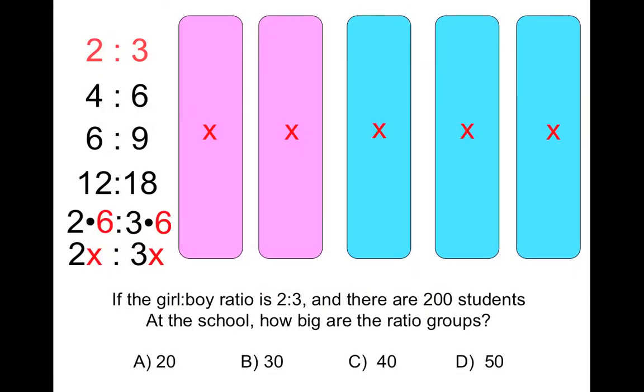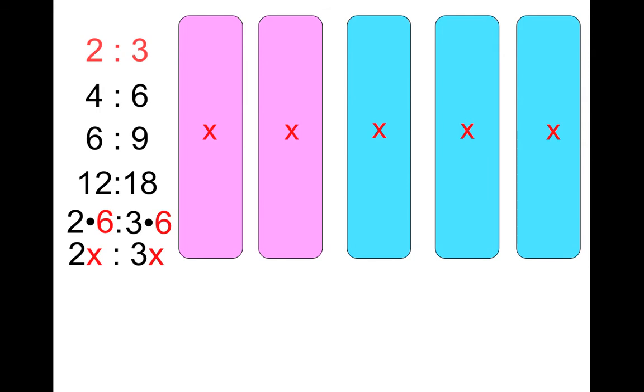So let's see if you can figure this out. If the female to male ratio is 2 to 3, and there are 200 students at the school, how big is each group? There would be 40 students in each group. Perhaps you just noticed there were 5 groups altogether, and 200 divided by 5 is 40. But you also could have said, well, the 2 groups and the 3 groups add up to 200 students, and solve this equation. Combining the like terms, on the left we get 5x equals 200, and then we have to divide both sides by 5. So there are 40 students in each group.